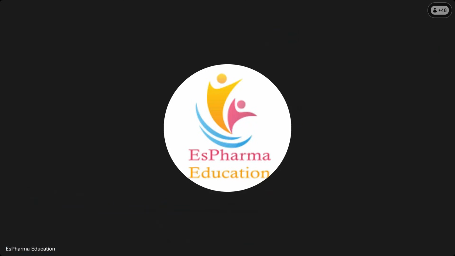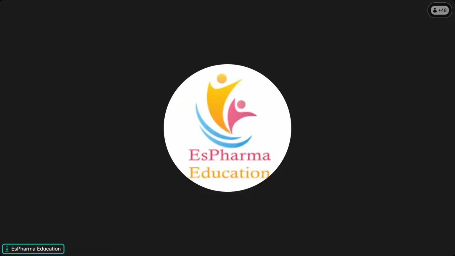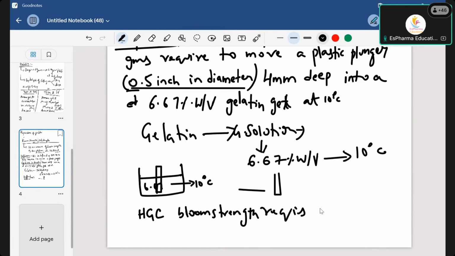So that is called Bloom. Now here, what is the question asked? What is the Bloom strength required for hard gelatin capsules? For hard gelatin capsules, the Bloom strength required is 200 to 250 grams. That is, how much hardness, how much Bloom strength is needed for hard gelatin capsules? It is 200 to 250 grams.